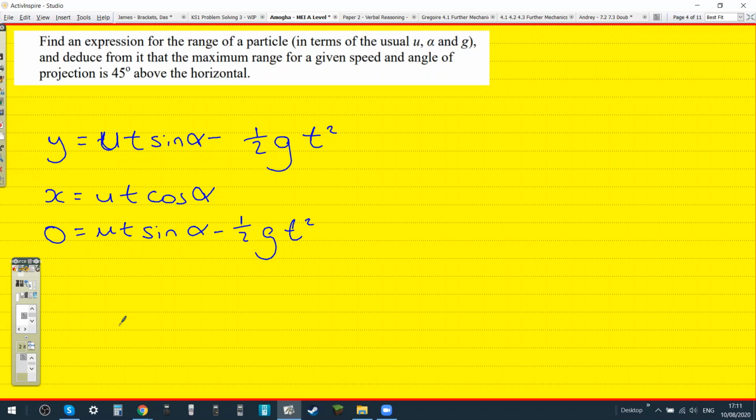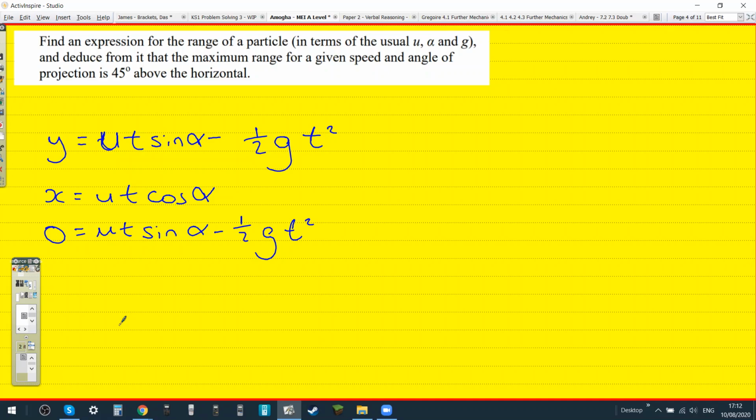So it's equal to 0. Okay. So is that just the expression for the range? So that's the expression, yeah. That the maximum range is 45 degrees. So you have to differentiate that to find the maximum?